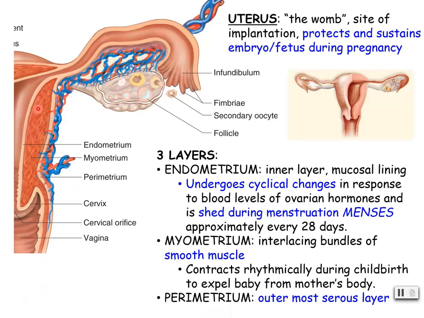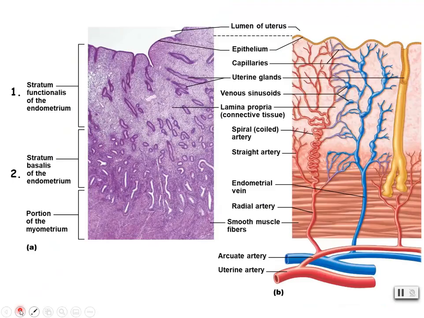All right, so that's pretty much everything I just said. Endometrium: cyclical changes, shed through menstruation every 28 days. Smooth muscle: contract. Yep, there it is all for you in text form.